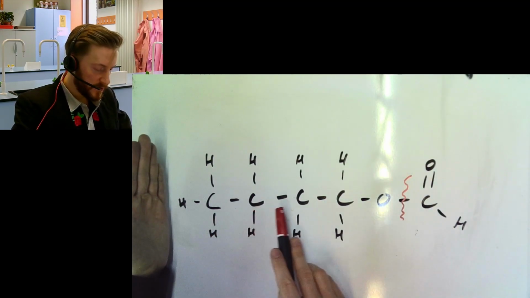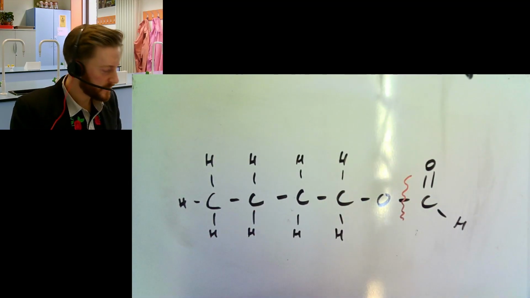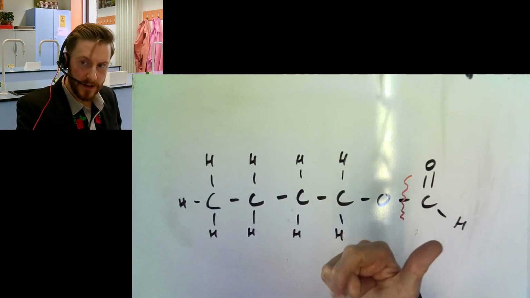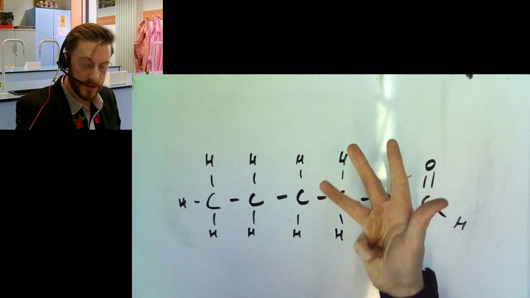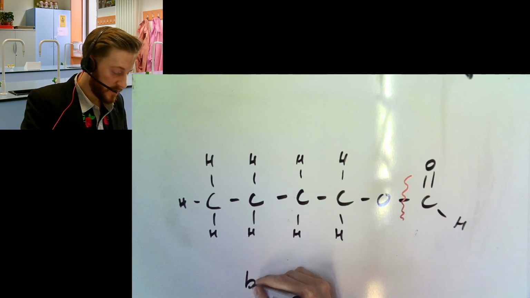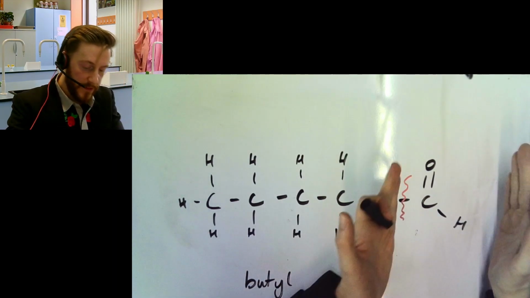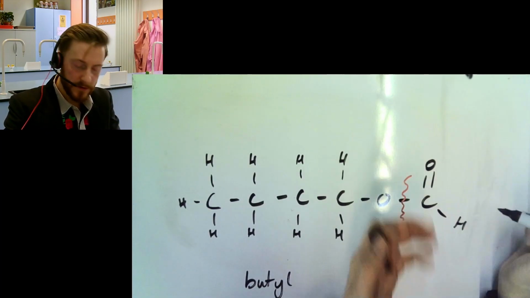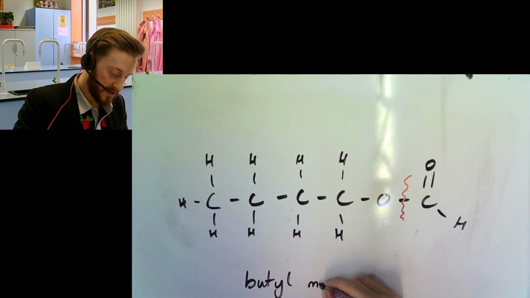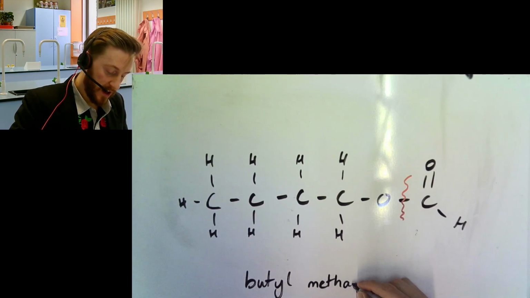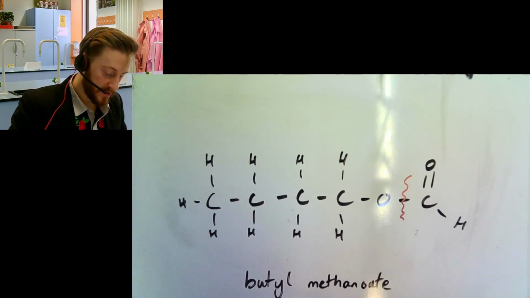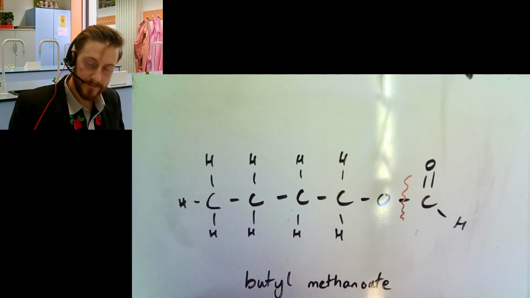So I've got 1, 2, 3, 4 carbons. So 4 carbons is meth, eth, prop, but. So a butyl will be that first part here. And then the second part here just has one carbon. So one carbon, that can still happen. So meth and oate. Butyl methanoate.